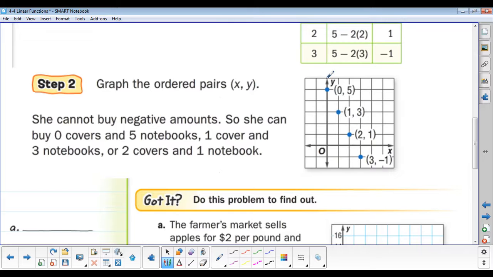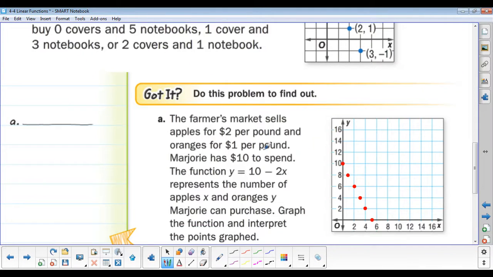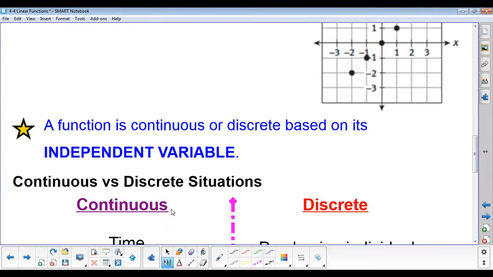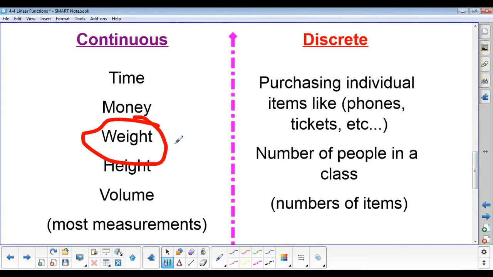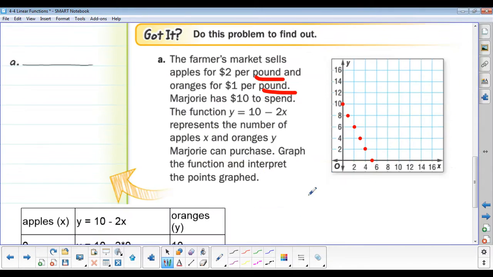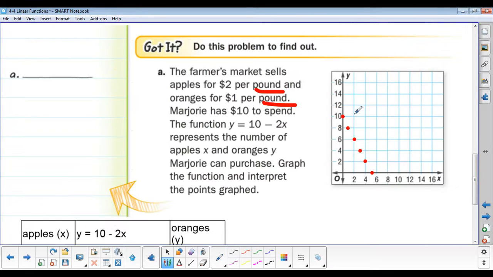In the example, it was discrete because we can only have whole numbers of notebooks and book covers. But here, we're talking about pounds of oranges and pounds of apples. And kind of like we did with our examples here, we saw that with weight, it's continuous, which means I can buy half a pound of apples. I can buy half a pound of oranges. So while, yes, we found these specific points, we can also have the in-between.